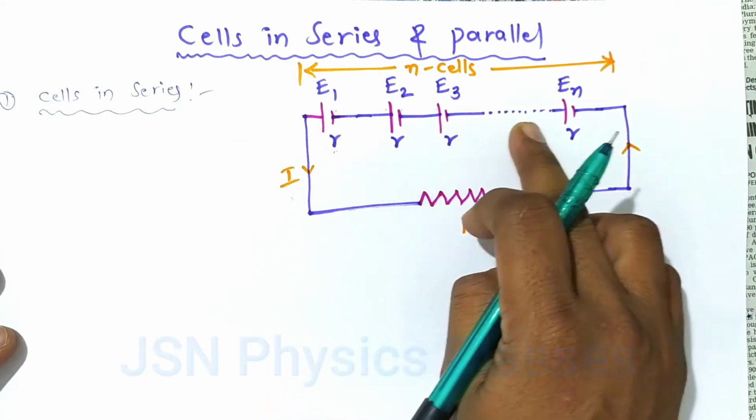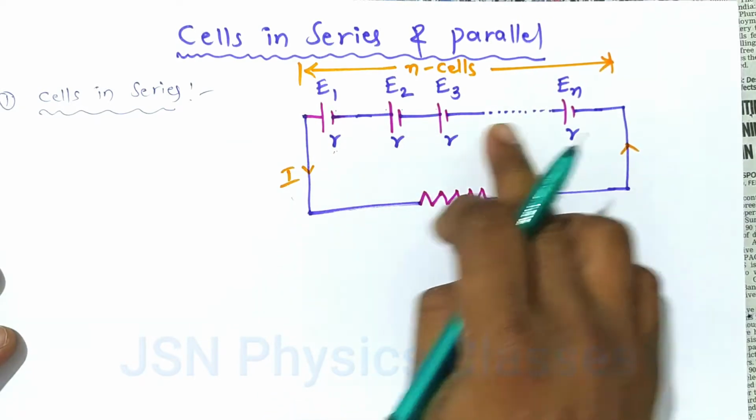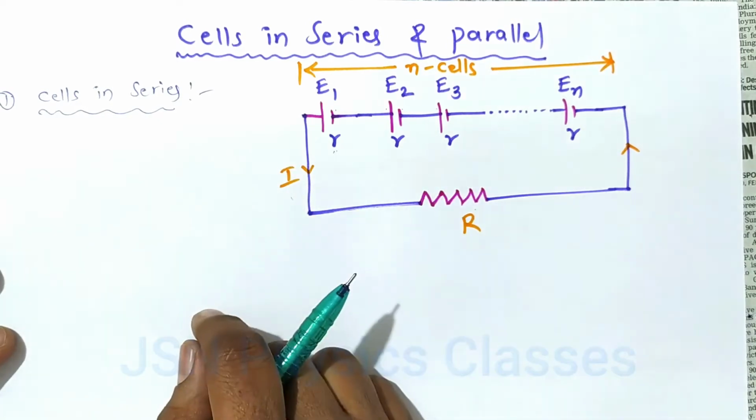EMF of a series combination of n cells is equal to the sum of their individual EMFs.